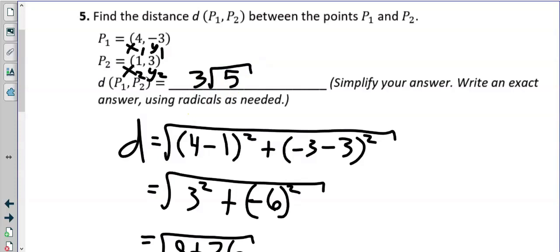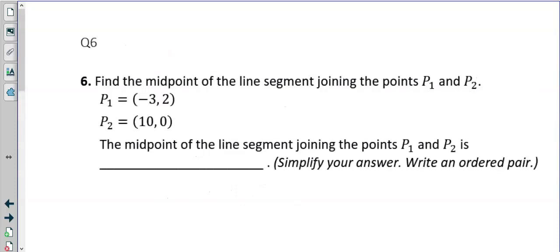Yeah, you have until the end of class to get it done. How many questions are on this? 10? That's it? Yeah, that's a lot.